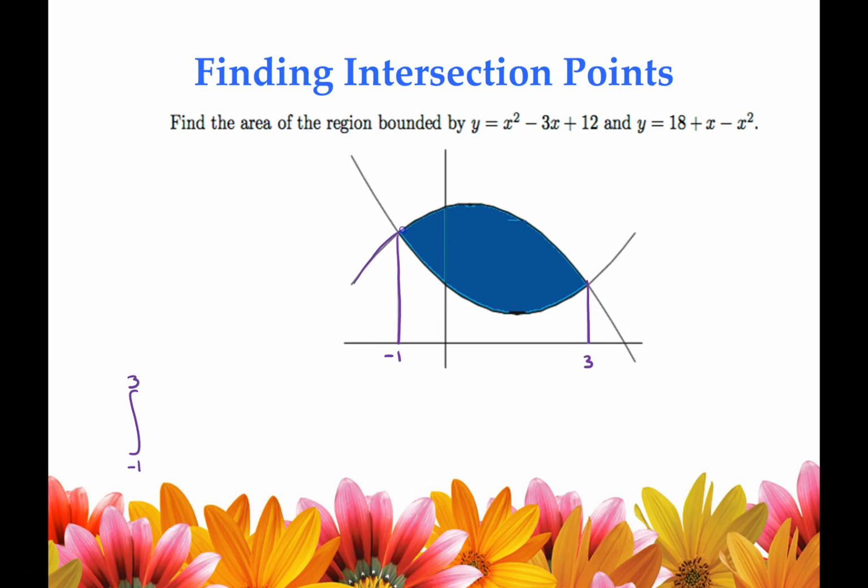Our top curve is obviously going to be the quadratic that has the negative in it, which would be this one. So we'll have our 18 plus x minus x squared. And then our bottom curve, remember we need parentheses around our bottom curve, is going to be the happy face parabola, which is going to be this one because of the positive x squared. So this is our bottom parabola. Don't forget parentheses.